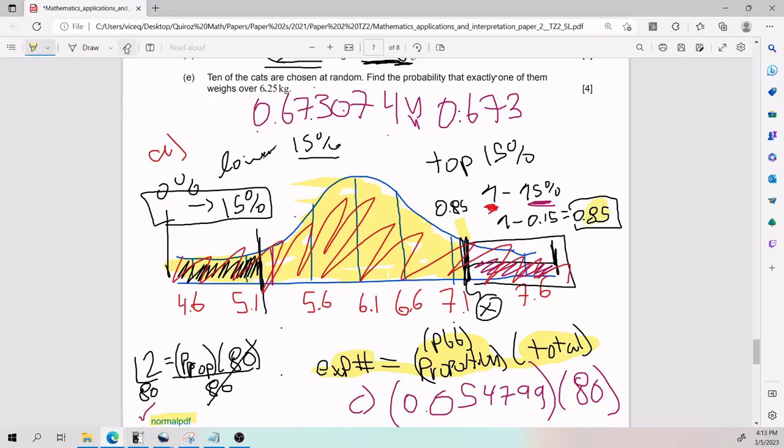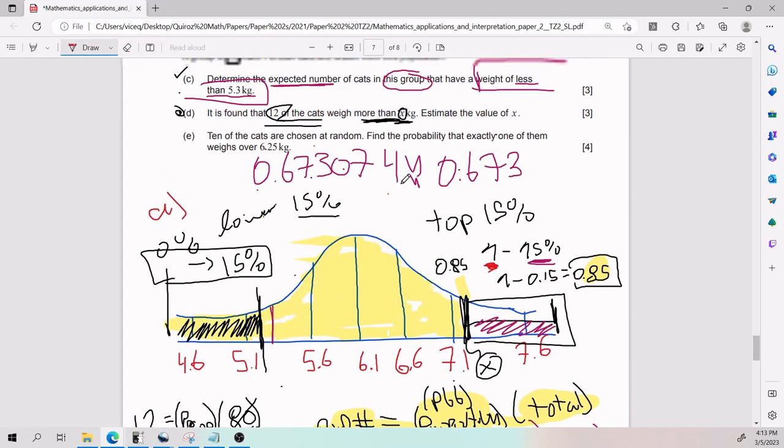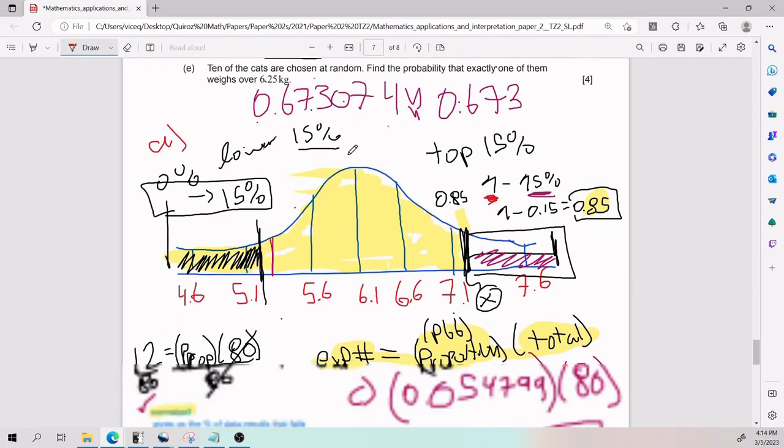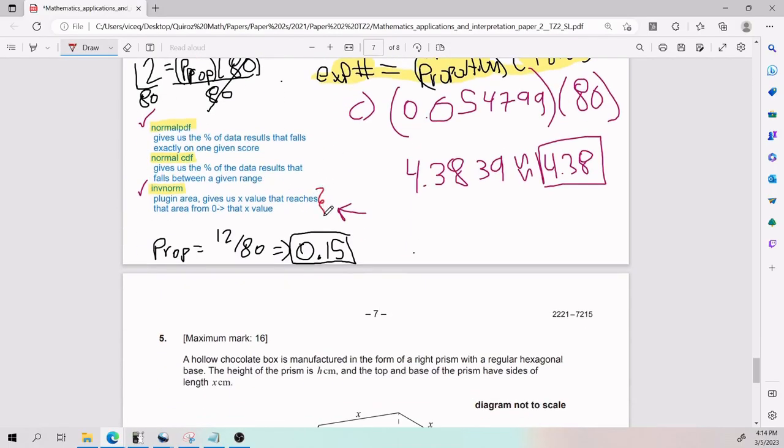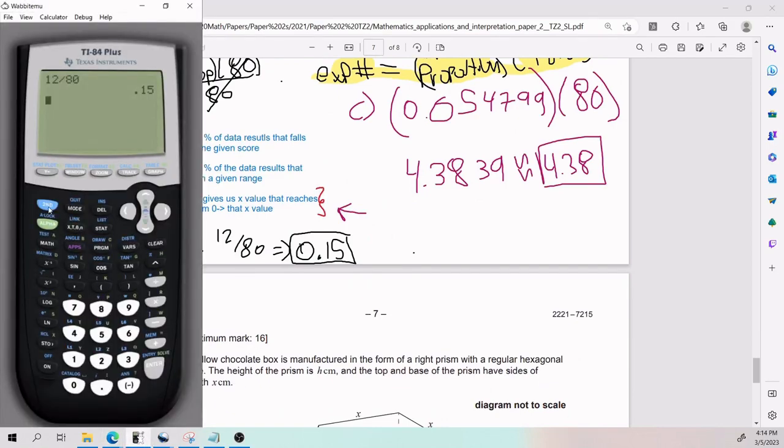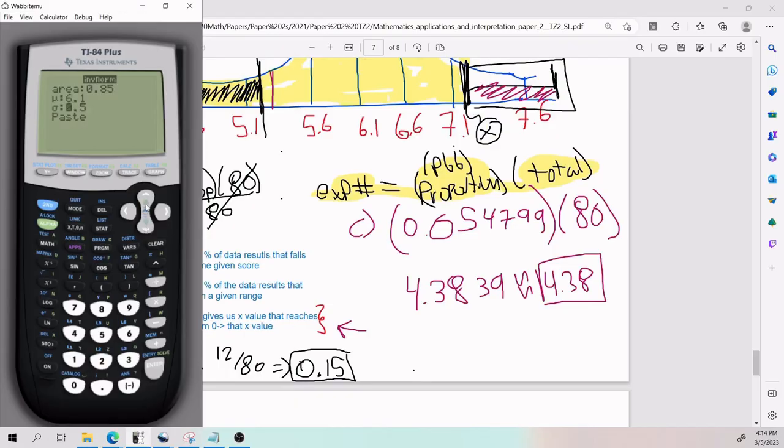All right, so color coded, it's a little bit messy, but I hope you got the intuition. Point is, everything in yellow is 85, see? And that is the amount of area you need in order to reach the cats that weigh more than X kilograms. Now, what the hell is X more specifically? Well, that's when we use inverse normal. As you see, inverse normal is asking for an area, see? So I go to 2nd, VARS, DIST, inverse normal is asking for an area. So if I plug in the area, I should be able to get the X value that from then forward is what I need. See?